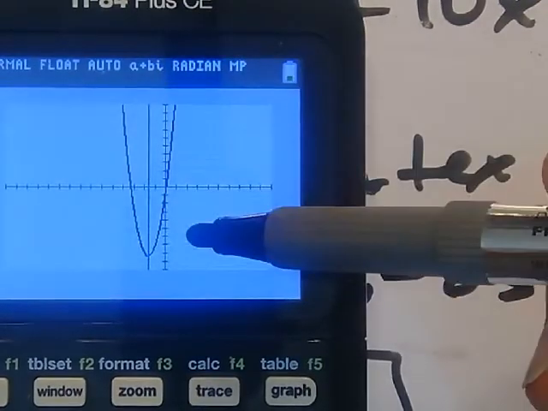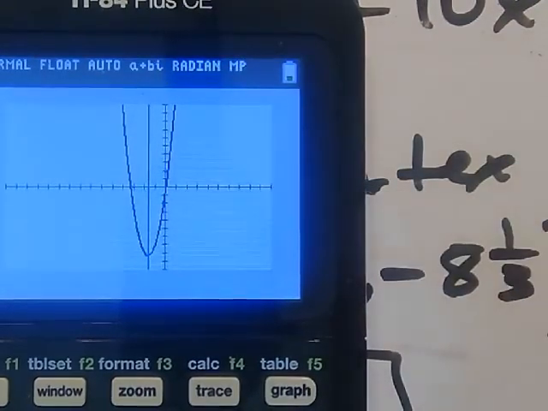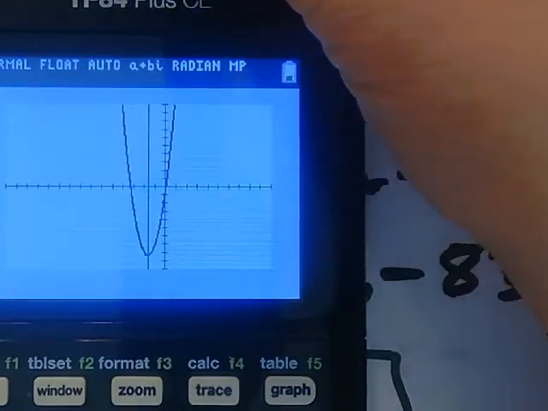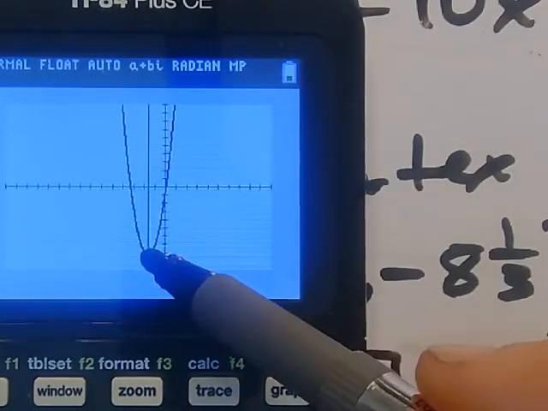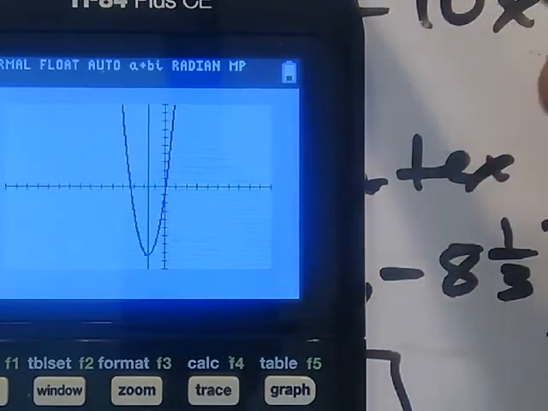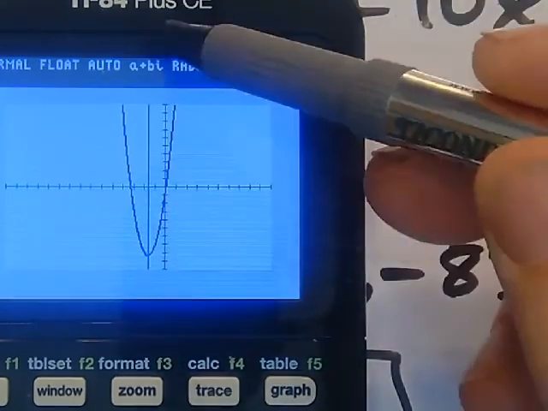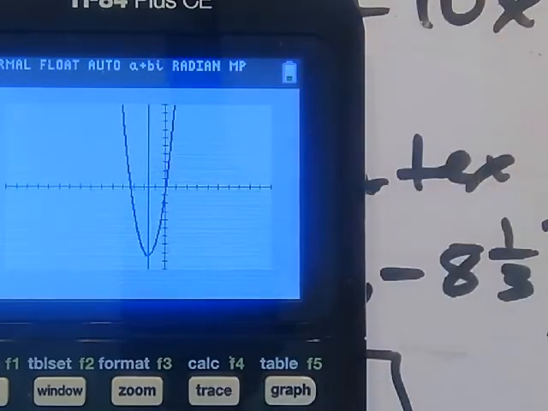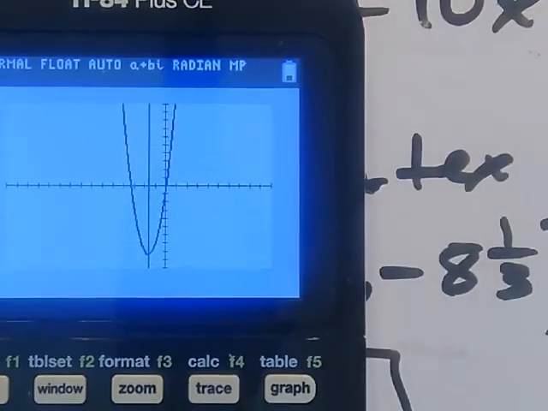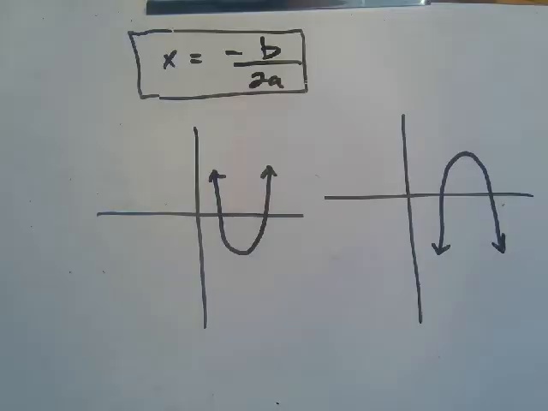So you can't see the axis of symmetry using table. It will not help you. So you're going to have to know how to find the axis of symmetry and the vertex point using this formula. It's extremely important that you know how to use negative b over 2a. Memorize it. It's easy. And then you can draw an axis of symmetry in here, right down the center. Okay?